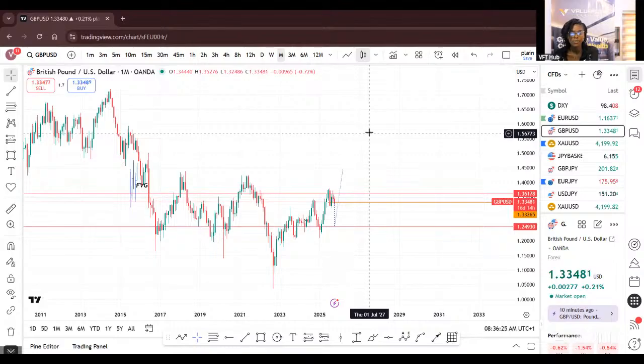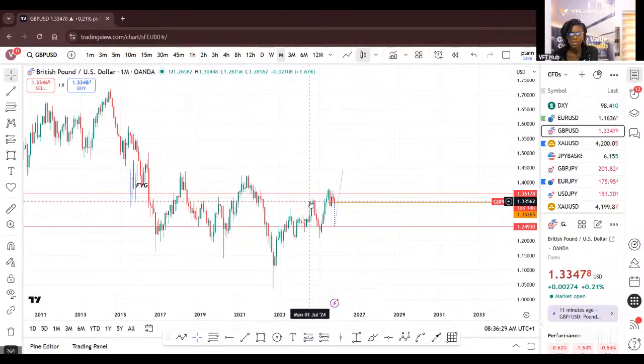On the monthly time frame for GBP USD, we saw that price broke above the high at 1.33850, traded into premium, and we're seeing a reaction at that point.